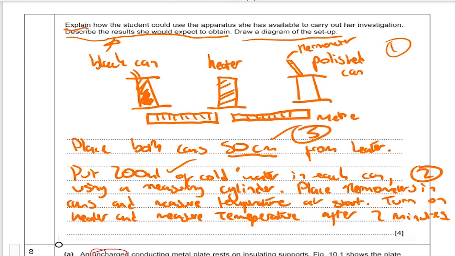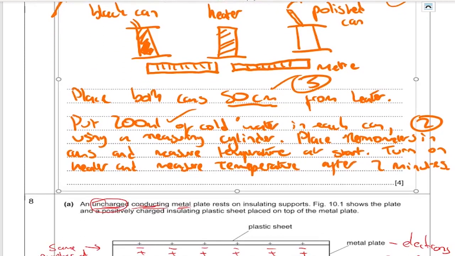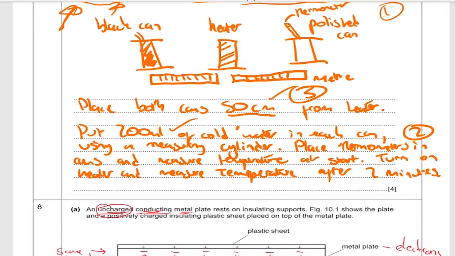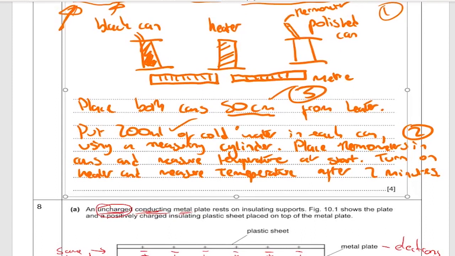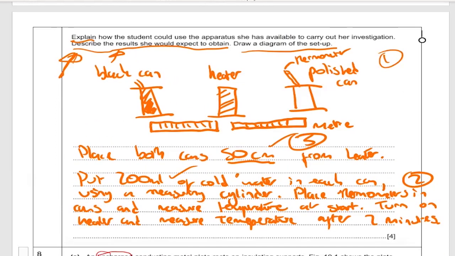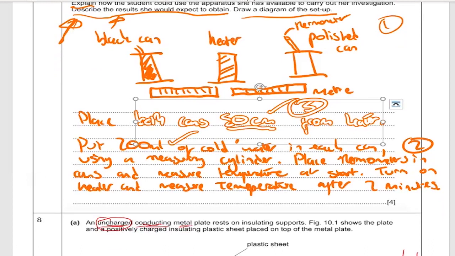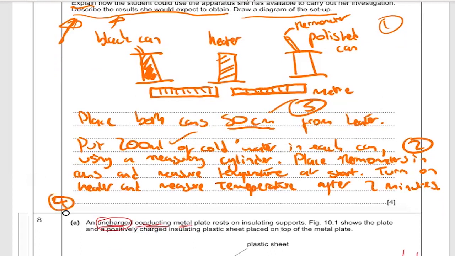Okay, the fourth mark is for this bit here, describing the results you would expect to obtain. Okay, and here we're going to obtain which one is the better absorber of thermal radiation, and you should know from your revision that the black can is the better absorber. So the black can is absorbing more heat from the heater, it will reach a higher temperature. So what will I expect? Fourth mark, higher temperature on black can. And that's how I get 4 marks.